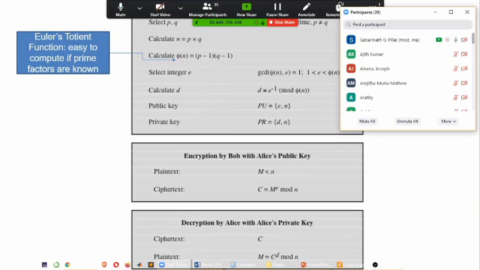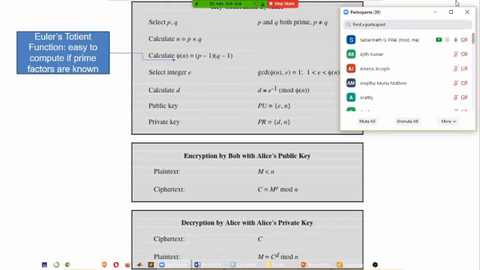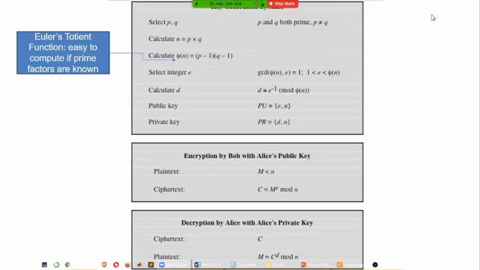Now as far as the uncle is concerned, the uncle does not know what p and q are. The information the uncle gets is just n. Now n is a large number. Finding the prime factors of that large number is in itself a difficult thing. So if he knows the prime factors, then he can compute phi of n very easily.